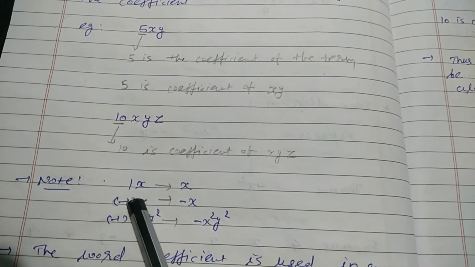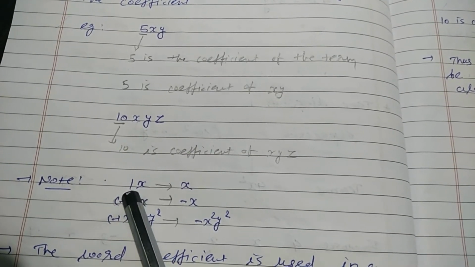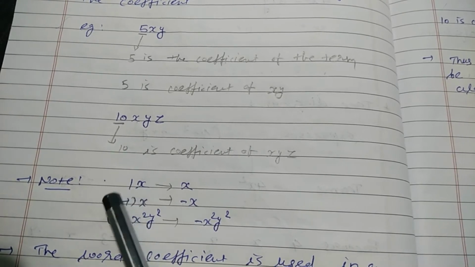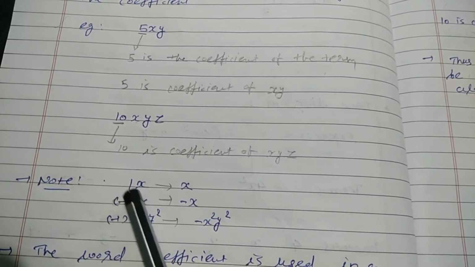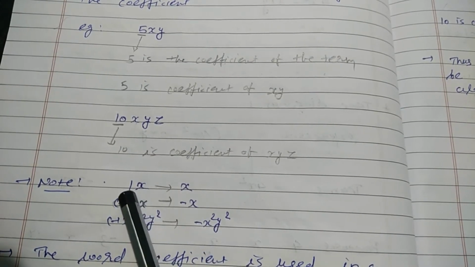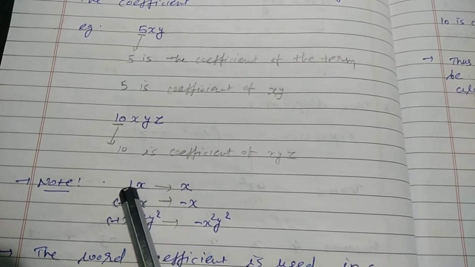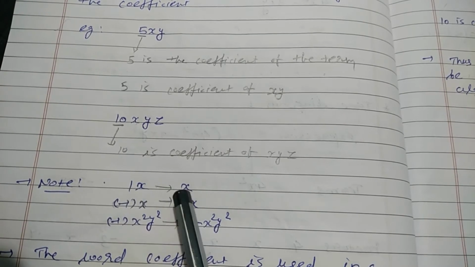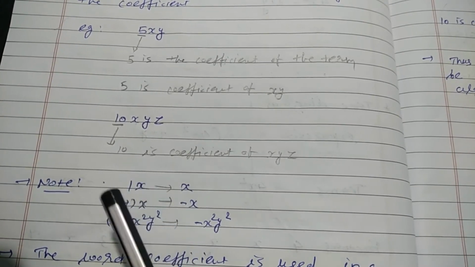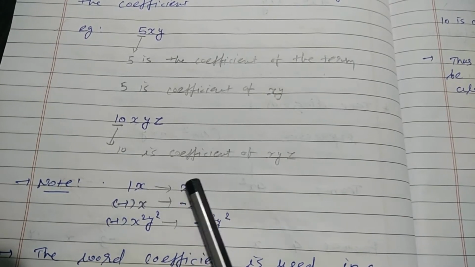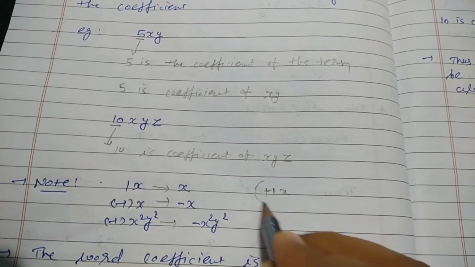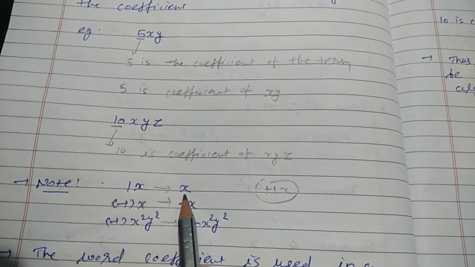You have to keep in mind one note that we do not represent a numerical coefficient 1 in an expression. For example, 1x we write as only x. If positive 1 is the coefficient, we do not have to write plus 1x. We have to write just only x.